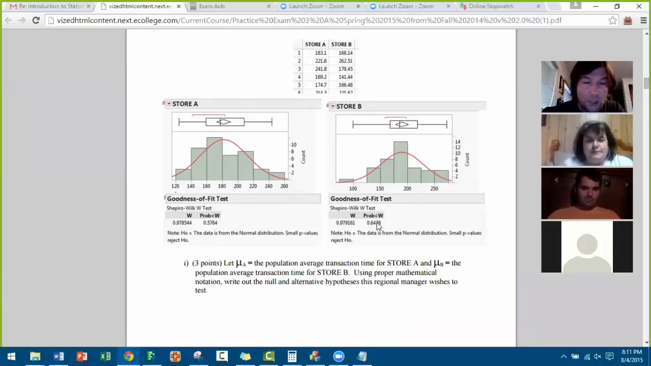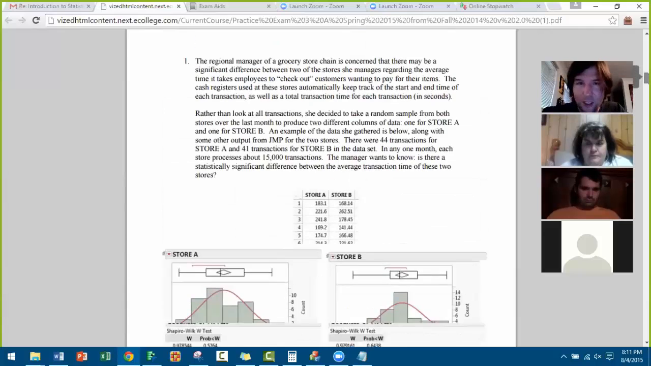So with this in mind, I'm probably going to open up a Word document in a second, so actually you can write these out. Let mu A equal the population average transaction time for Store A, and mu B equal the population average transaction time for Store B. Using proper mathematical notation, write out the null and alternative hypothesis this regional manager wishes to test. So with this in mind, let's see if there's any inclination up here.